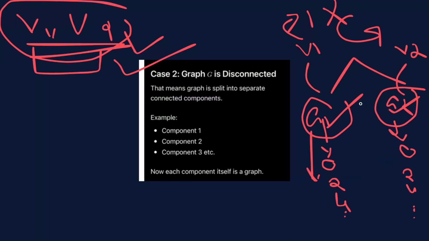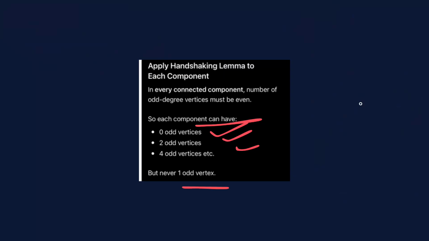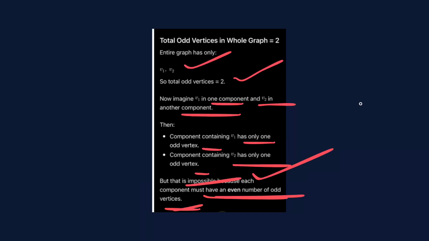Now let's say G is disconnected, then you can have component 1, component 2, like that. Lots of components are possible, but we know by the handshaking lemma that the number of odd degree vertices is always even. So each component can be treated as a graph, and each of these component graphs can have only an even number of odd degree vertices. So it can be 0 odd degree vertices, 2 odd degree vertices, 4 odd degree vertices, etc. It will go on like that. So if you have only 2 odd degree vertices, then the 2 odd degree vertices should be present in one component itself.